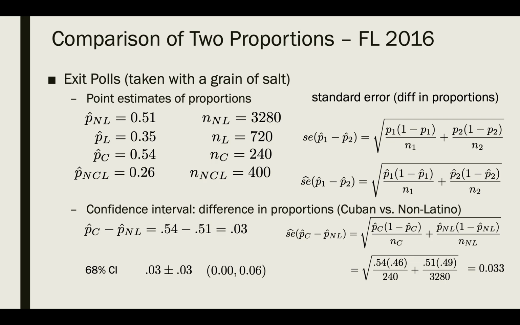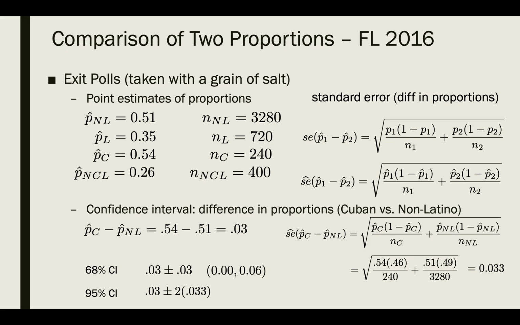Well, we rounded, so it looks like from exactly 0 to 0.06, we can't rule out 0. In fact, because it was 0.033, if I'd left that third decimal place, we would have seen a negative number as the lower bound. So our 68% confidence interval overlaps 0. We can't rule out a reversal of signs there, but there's also a reasonable chance that the difference is as much as 6%, that Cubans vote for Trump in Florida by 6% greater number than non-Latinos.